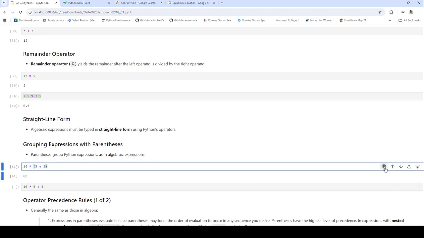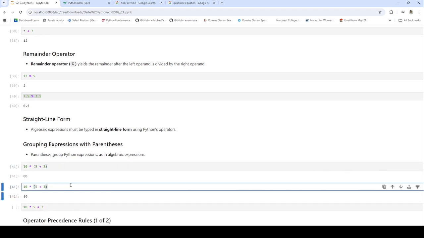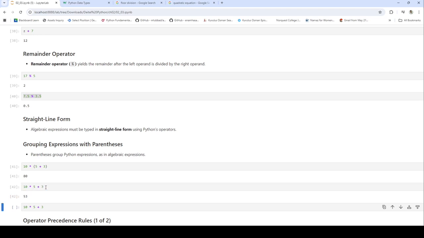But let me make a duplicate of this and remove the parentheses. Then what do you expect the result to be now? Anyone? Python will follow the precedence of the arithmetic operators, in which multiplication has more precedence than addition. Which means that 5 will be multiplied with 10 before the result is added to 3. So this will result in 53, not 80.